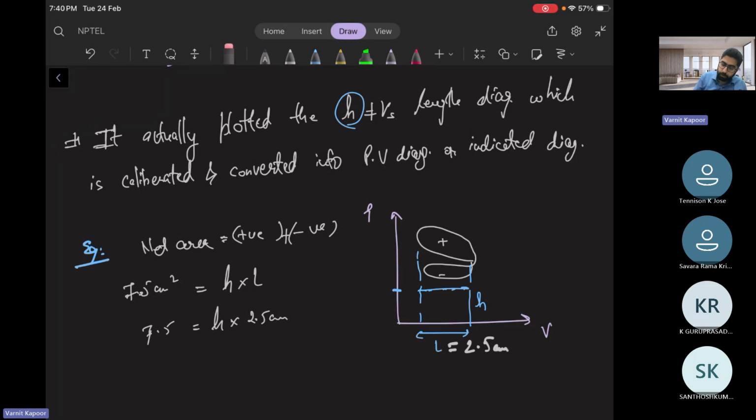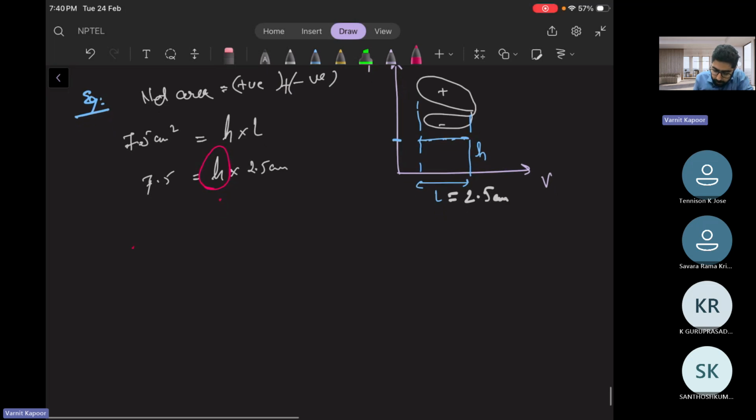So h will come out to be net area divided by the length. Okay, so h into SP, where SP is what gives you the mean effective pressure. So this L gives you the SP, that is how much the stiffness is. The unit is pressure per centimeter. H into SP, if spring stiffness, that is pressure per centimeter, is given to you, multiplied by the height h, is equal to the indicated mean effective pressure. Now let us come to the question.